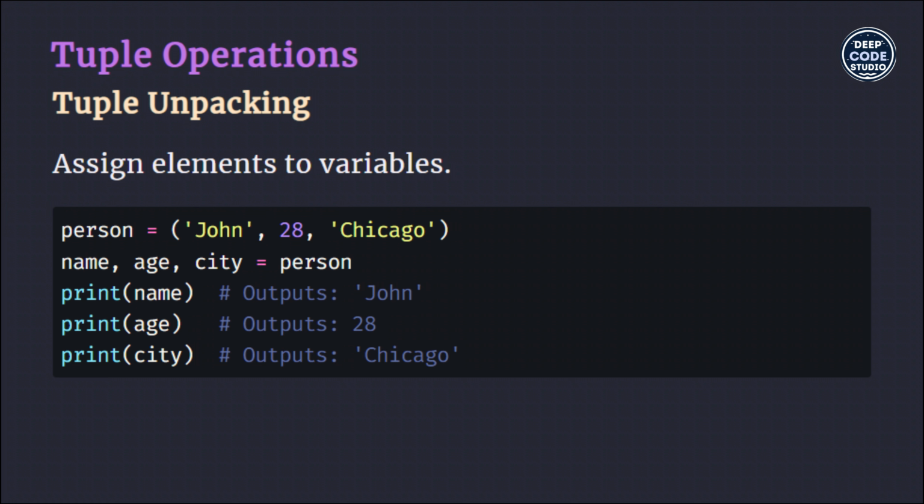And now I can access these elements individually without specifying any index. If I try to print name, then my output would be John. I don't need to write print person 0. I can simply access that first element with name. In the same way I can access age and similarly I can access city.